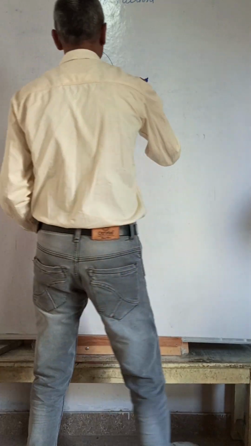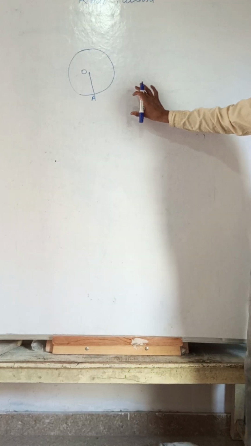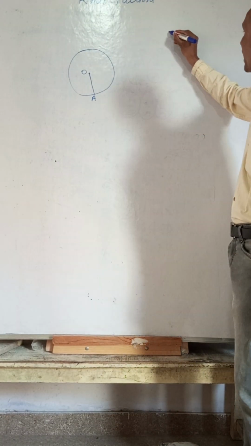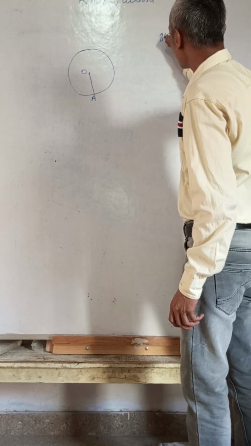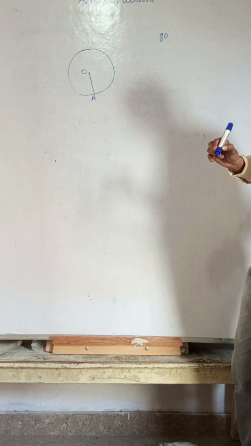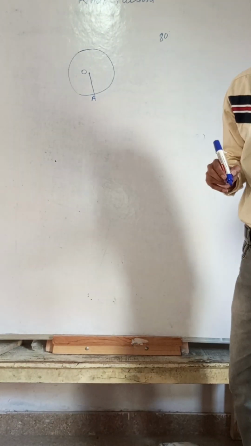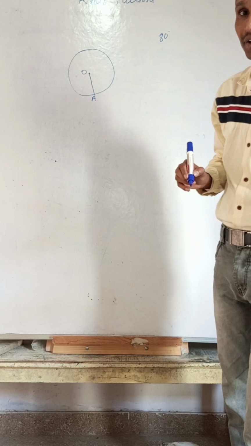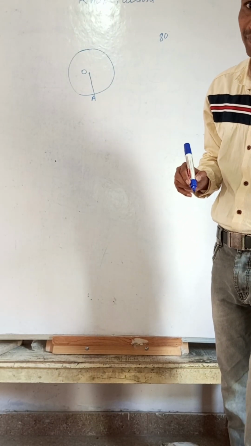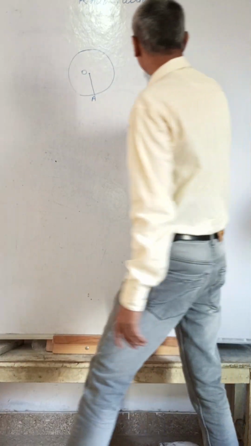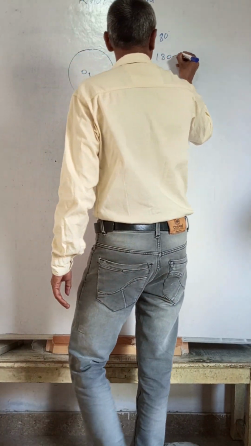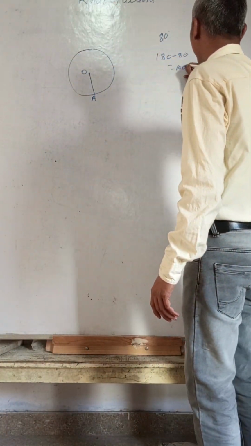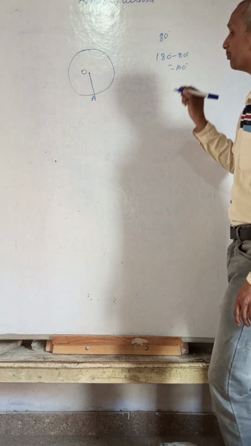Now it is given that the tangents are inclined at 80 degrees, and you know these are always supplementary. The angle of inclination of the tangents and the center angle, both sum is always supplementary. So 180 minus 80 is equal to 100 degrees.